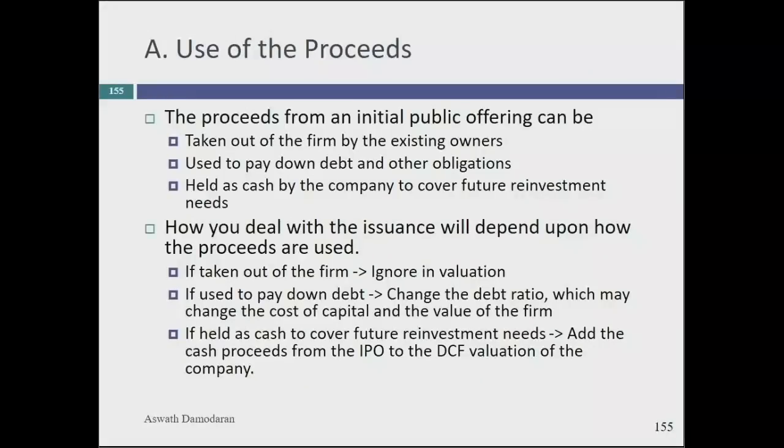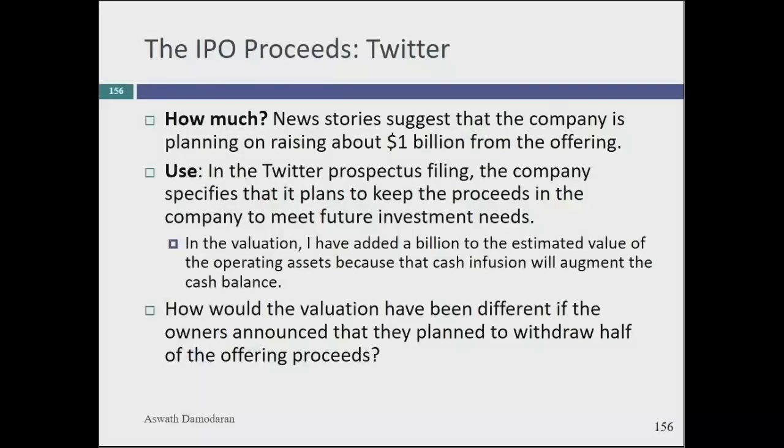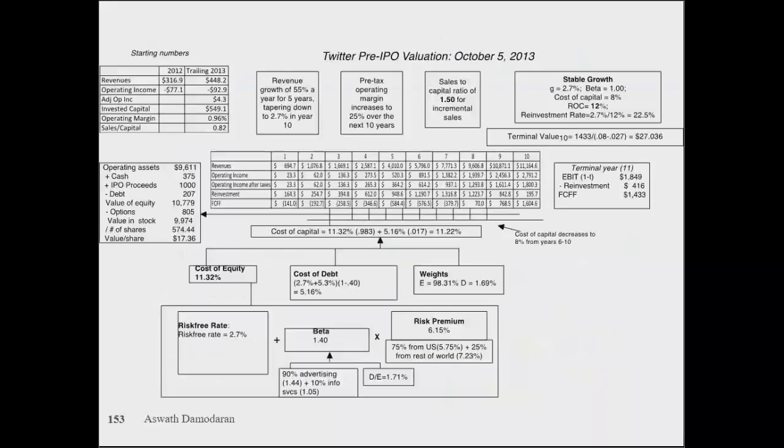So let's say you take the proceeds. The proceeds can be used or taken out of the firm. So basically, how you deal with the proceeds depends on what happens to the proceeds. Let's talk about what was going to happen with the proceeds in Twitter's case. The company says they're going to raise $1 billion, and it plans to keep the proceeds in the firm. Every prospectus has to specify this, so if you don't find it specified, something is wrong. How would the valuation have been different if they'd said they were going to let owners cash out? If I go back to the valuation, what would you have done differently?